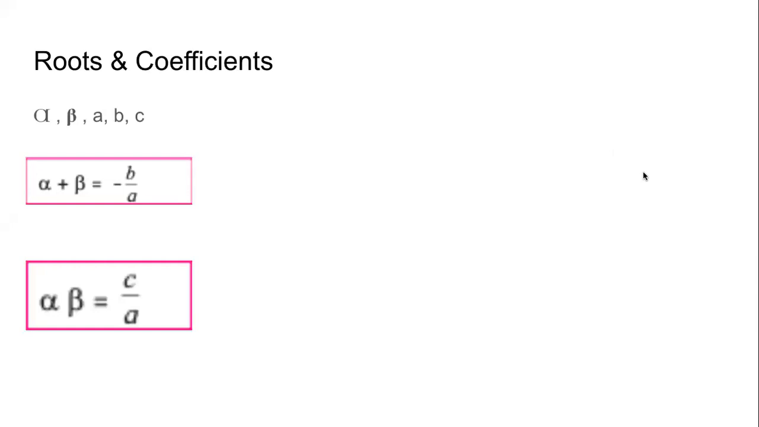Remember, we denote the two roots as alpha and beta. And if our quadratic equation is ax square plus bx plus c equals 0, then a, b, and c are the coefficients. Alpha and beta are the roots. This is nomenclature. We give them these names so that all across the world, people will be able to understand each other when there is any discussion about quadratic equations.